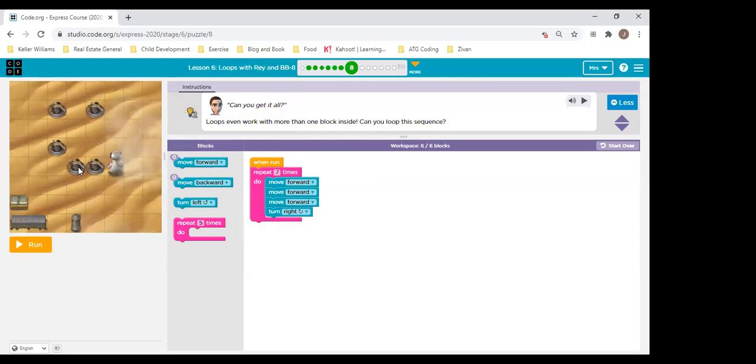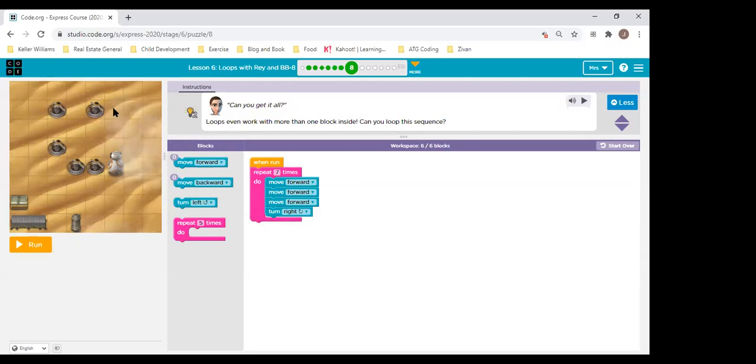Move forward, move forward, move forward, turn right. Okay, that's 1 time. Now let's do it again. Move forward, move forward, move forward, turn right. That's 2 times. Now we're going to do it a 3rd time. Move forward, move forward, move forward, turn right. Do you see that we don't need 7 times? We only need 3 times.